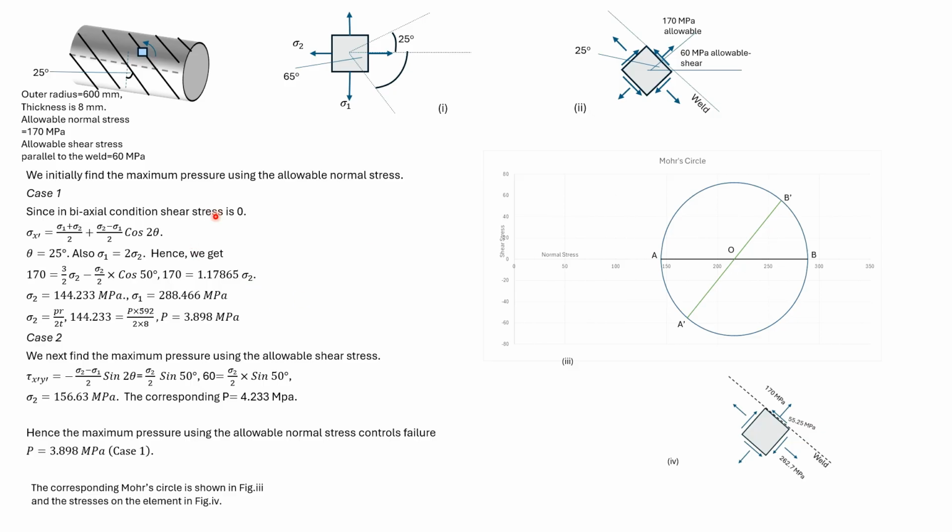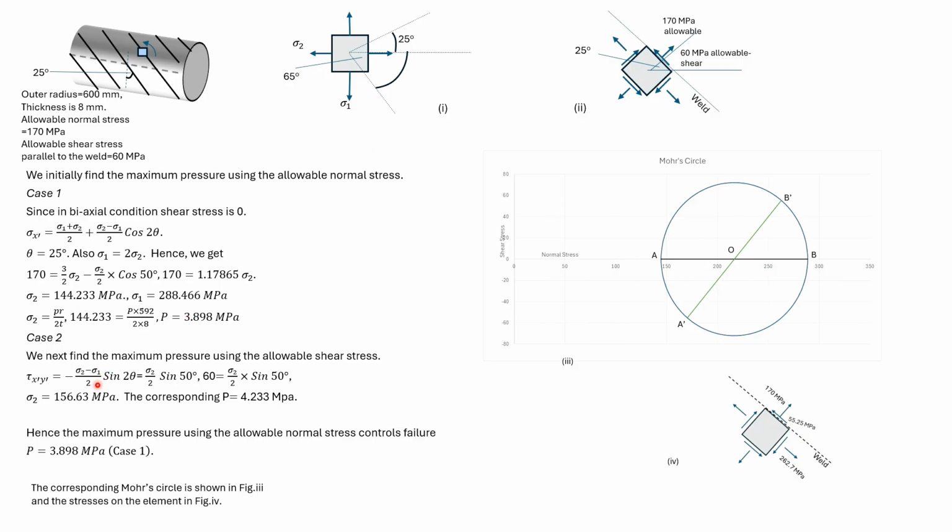Here we'll find out pressure using the allowable normal stress. We have the allowable stress and we write the equation in terms of sigma 2. 2 theta is 50, from which we find out sigma 2. Doubling it, we get sigma 1. With sigma 2 known using this equation, we get the pressure. With tau xy equal to 0, this is the equation of transformation of shear stress.